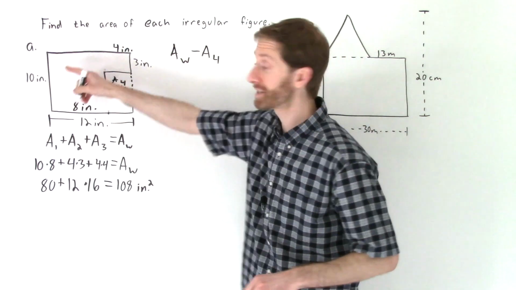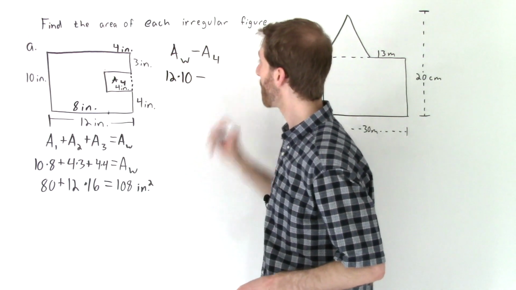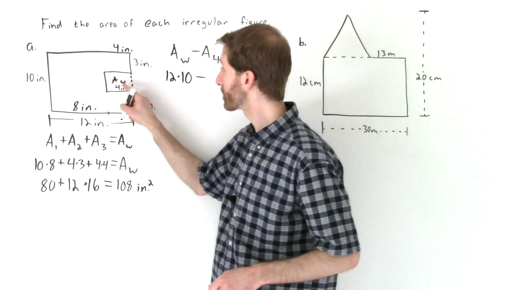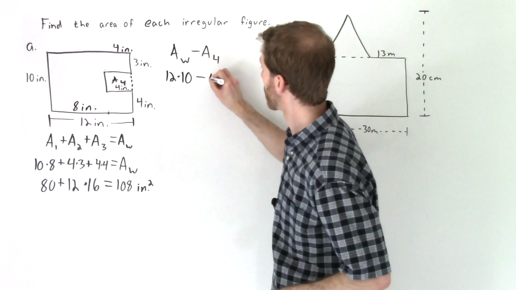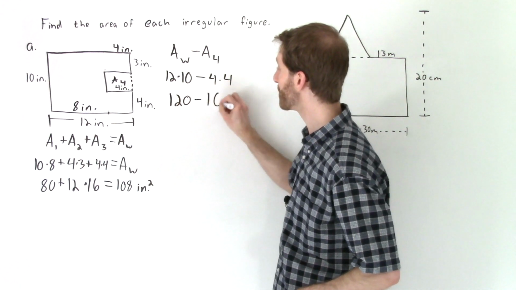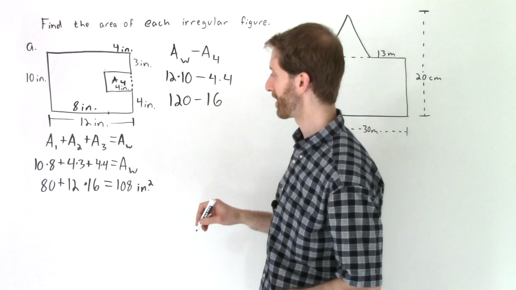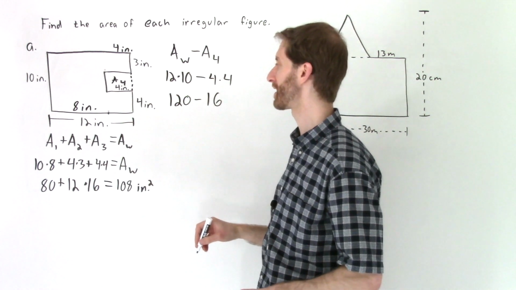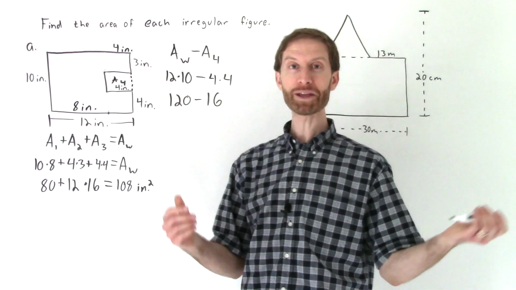Well, the area of the whole is 10 by 12, or 12 by 10, length times width, minus the area of what we'll call area sub 4, which we know is 4 by 4. And when we do that out, that's going to be 120 minus 16, which is, we got a slightly different answer right there, which means I must have made a mistake in some of my math, or something wasn't consistent. Oh, I did make a mistake.